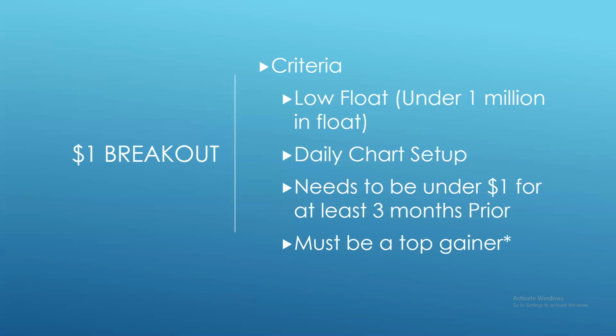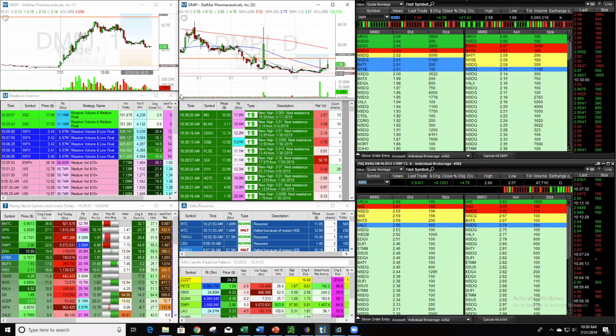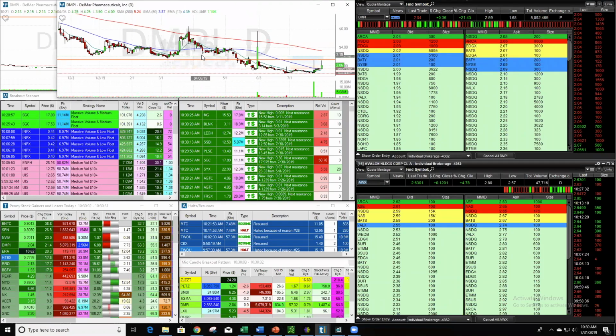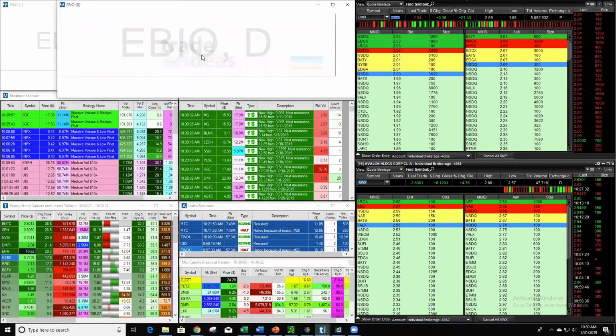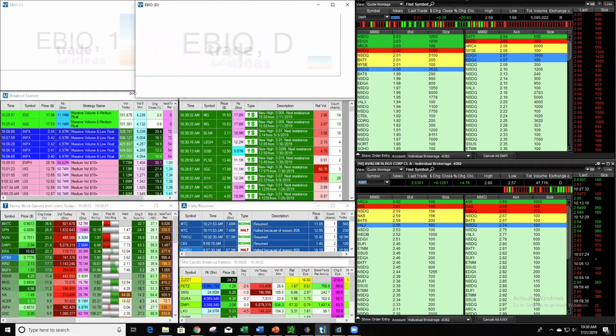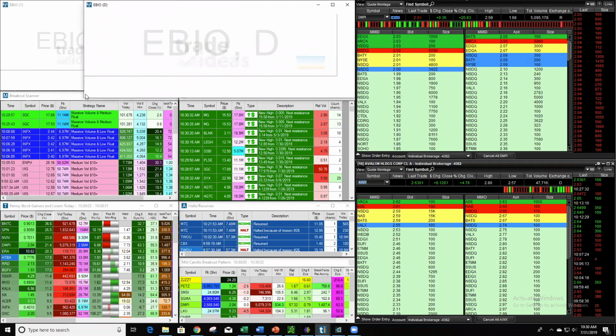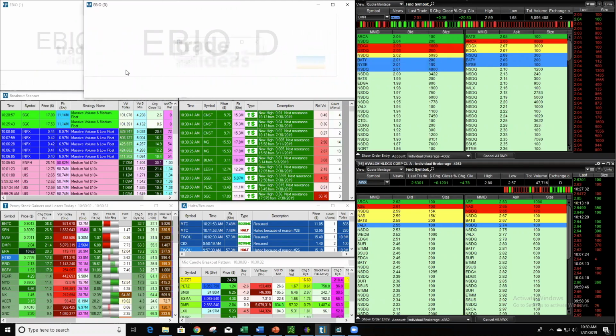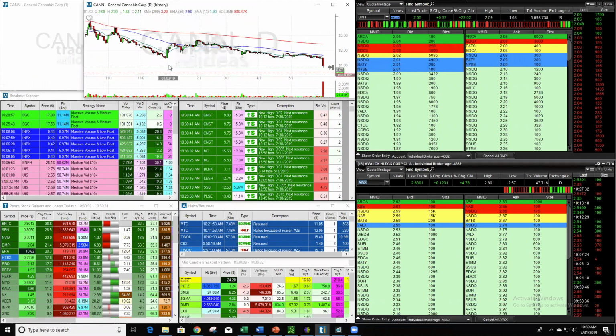All right, so what would be some good examples of this, guys? We have some low floats, daily chart setup, needs to be under $1 for at least 3 months. Prior must be a top gainer, right? What would be a good example of this one? Well, let's just go back right here for a little bit. And one I don't want to just put a screenshot of because there was a lot towards it. This was EBIO at the time. EBIO actually changed their chart. Oh, geez, I'm blanking out on this one. But EBIO was a great example. I apologize right here. Let's go to CANN.